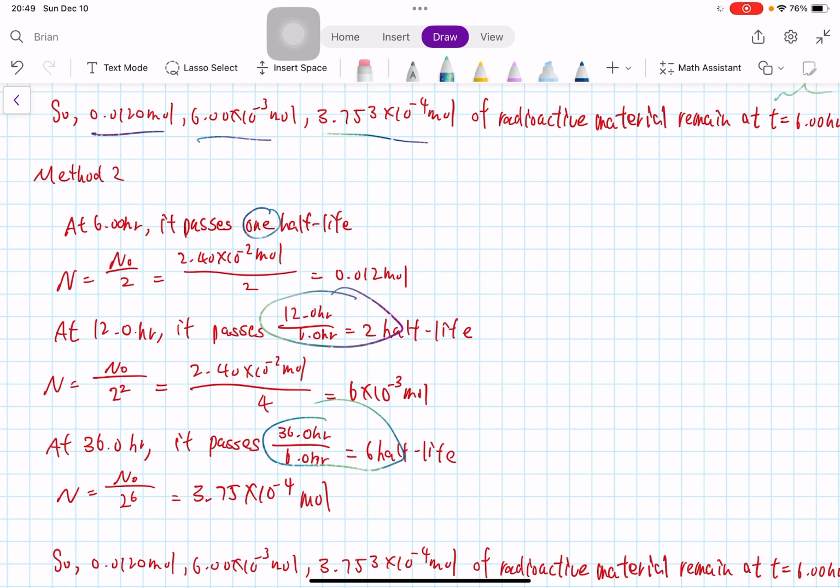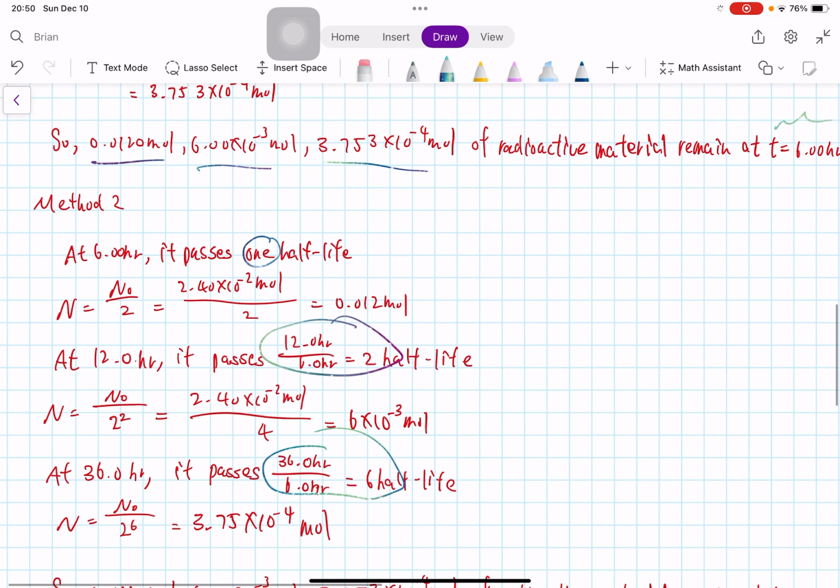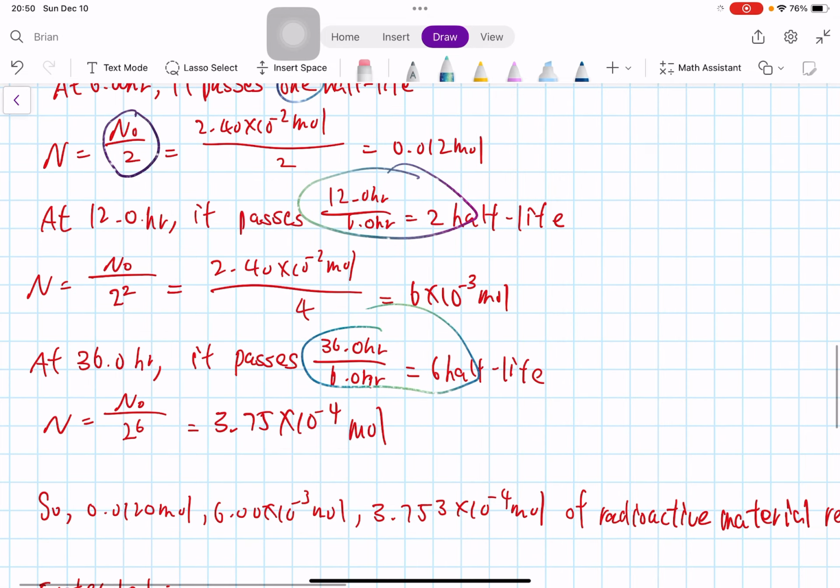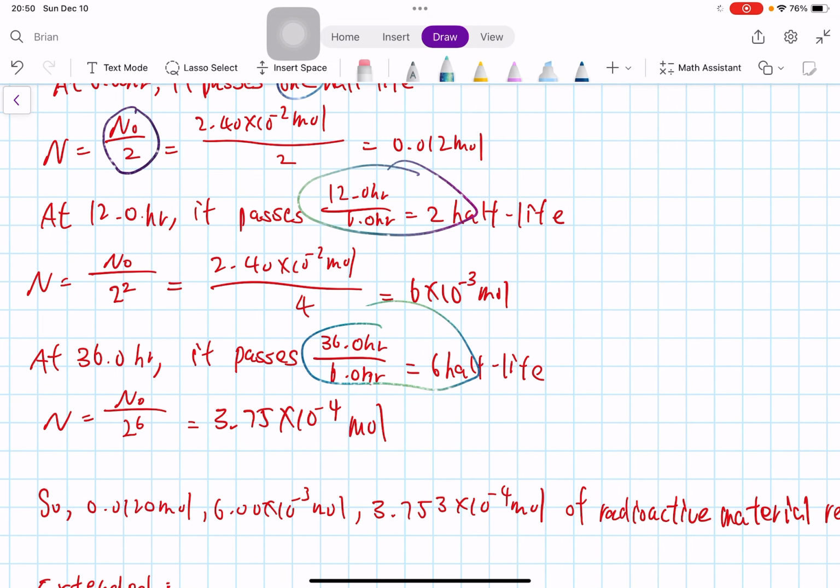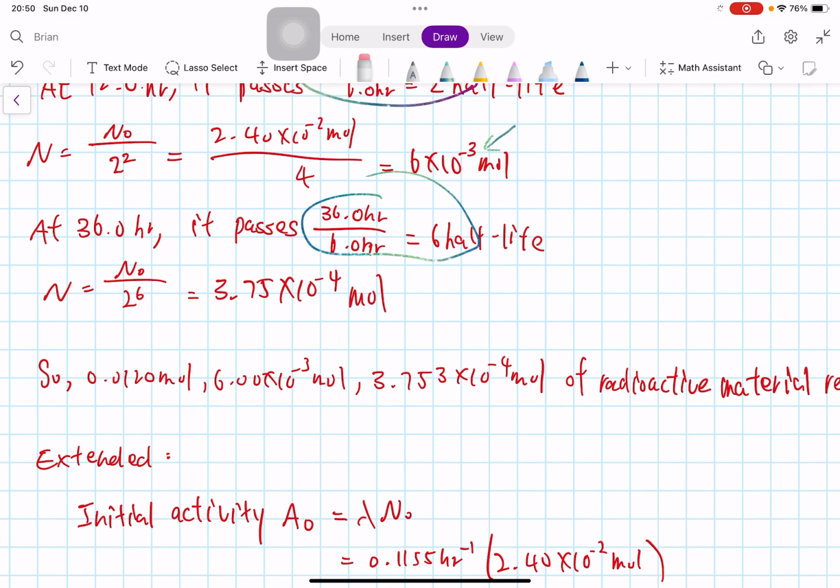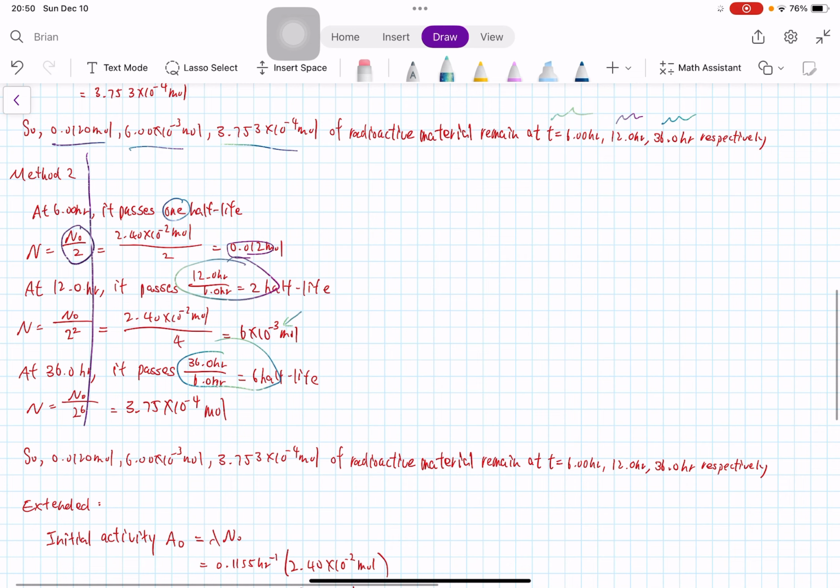What half-life means is that if initially we have 100 nuclei, then after 1 half-life we will have 50 nuclei. It decreases by 50%, so we can just divide the initial number by 2. So we have 0.012 mole. Similarly, we just divide the 0.012 by 2 again to get the next value. For 36 hours, we do the same thing, and we have the same answer here.